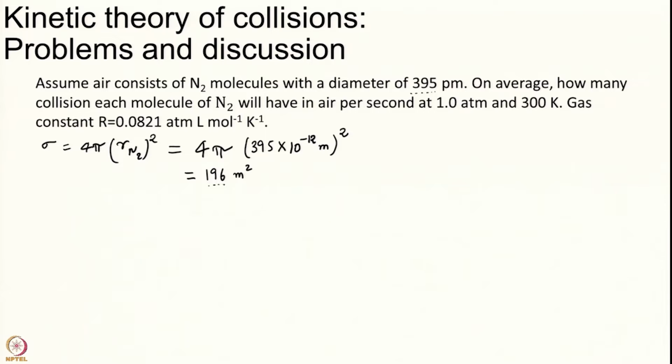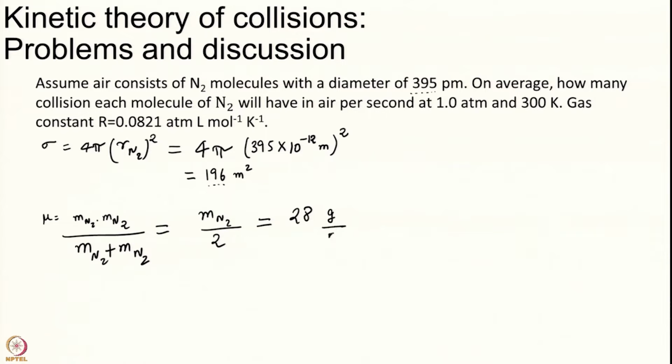The next quantity I have to calculate is the average speed, but to calculate the average speed, first let me get the mass. This is equal to, you can quickly check, m of N2 divided by 2. The atomic mass of nitrogen is 14 grams per mole, so this is 28 grams per mole divided by 2.